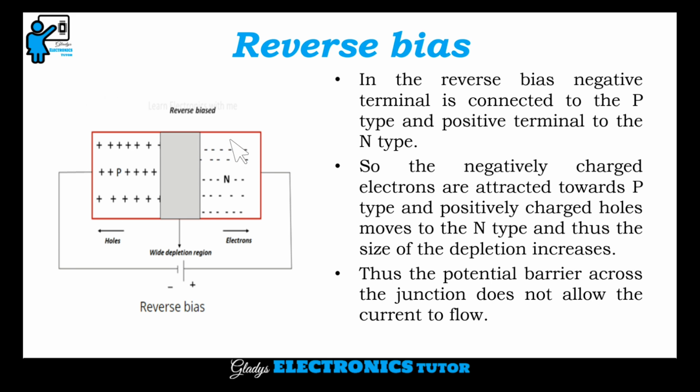Next is reverse bias. In the reverse bias, the negative terminal is connected to the P-type and the positive terminal is connected to the N-type. So the negatively charged electrons are attracted towards the N-type and positively charged holes move to the P-type, and thus the size of the depletion region increases. Thus the potential barrier across the junction does not allow the current to flow.